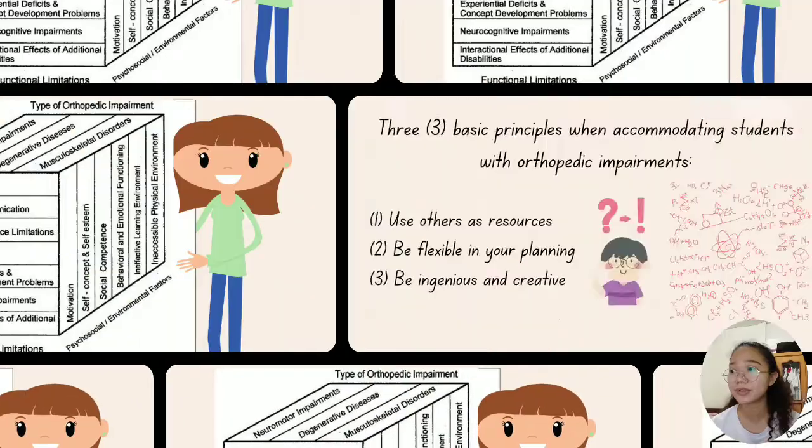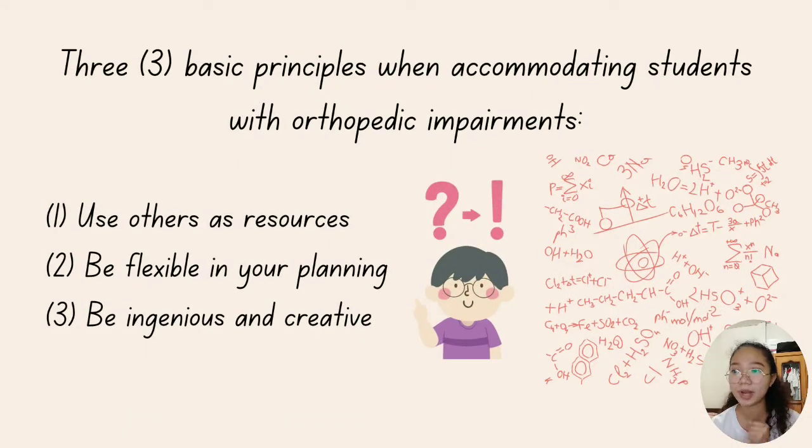So also we have three basic principles when accommodating students with orthopedic impairment. So what are these three basic principles? First is to use others as resources. Second is be flexible in your planning. And the third one is be ingenious and creative. So as a teacher, these three considerations will help us know how to accommodate and provide modifications for our students.